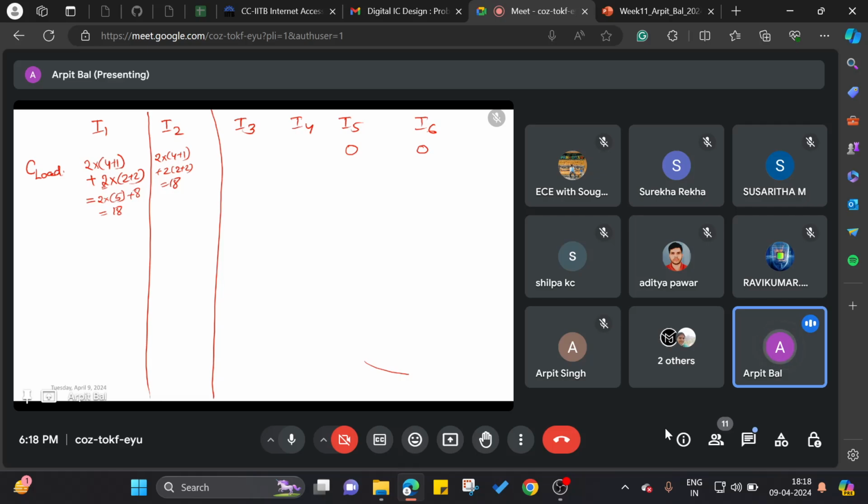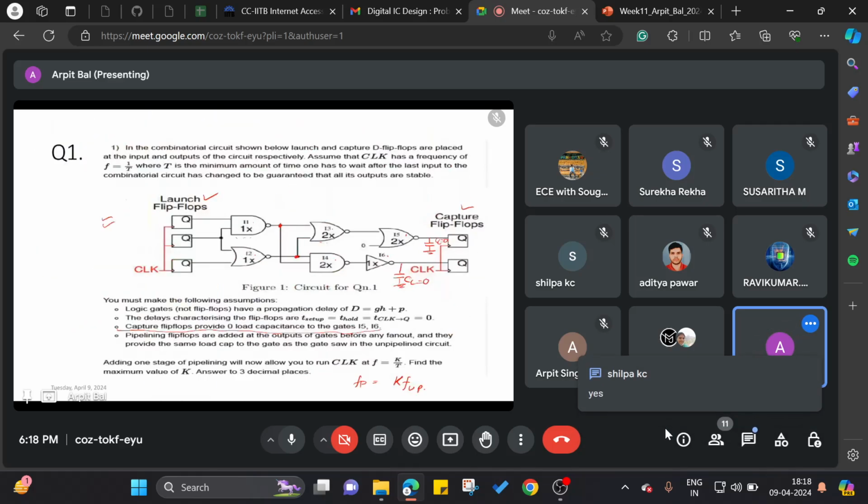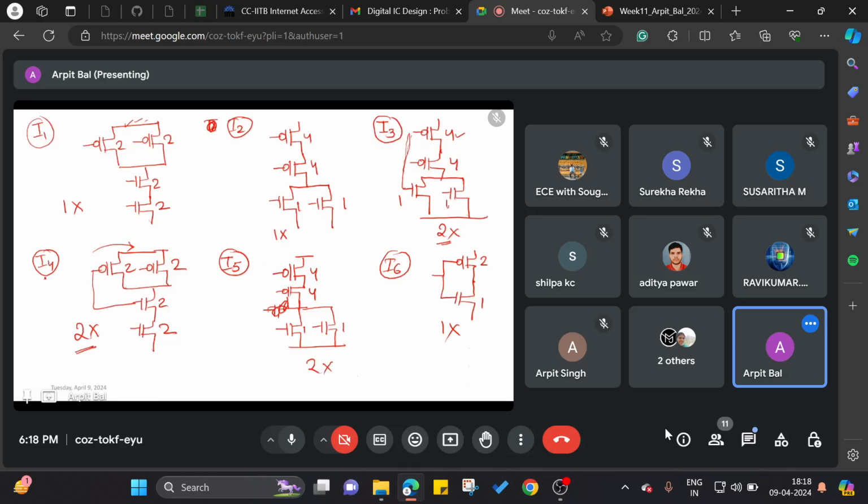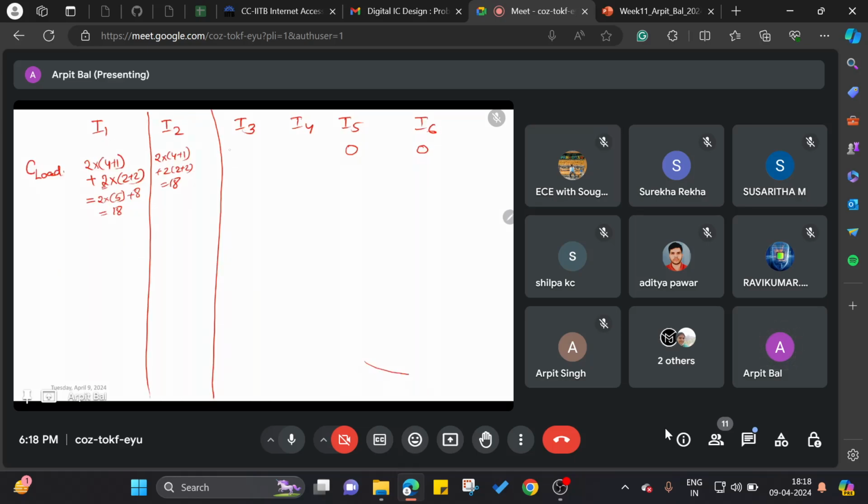Okay, so what about I3 now? I3 is this gate. So what is the load capacitance that I3 sees? So this is basically 4 plus 1 into 2, 10C. Correct. That is equal to 10.